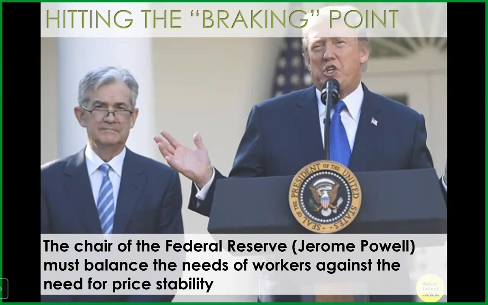More specifically, the chair of the Federal Reserve. What is the Federal Reserve? That is a central bank. What is a central bank? Essentially, it is the bank of the banks. The current chairperson is Jerome, or they call him Jay Powell. His main goal is trying to strike a balance between two things: number one, the need of workers, and the other one, the need for price stability.